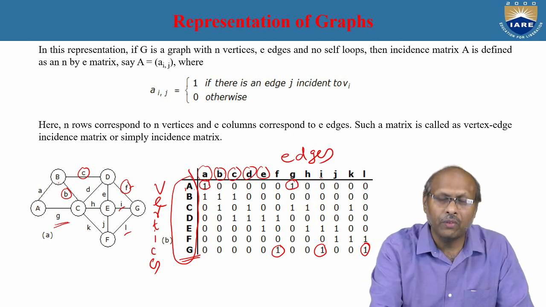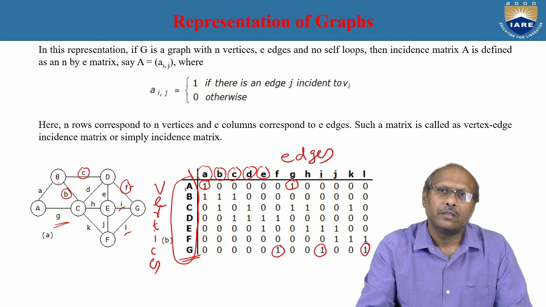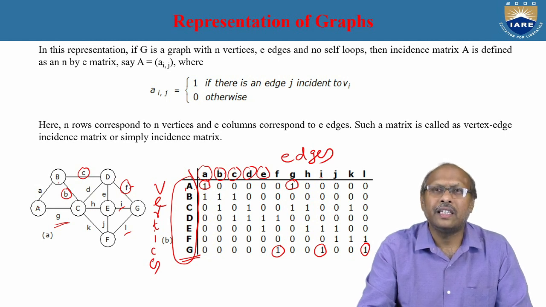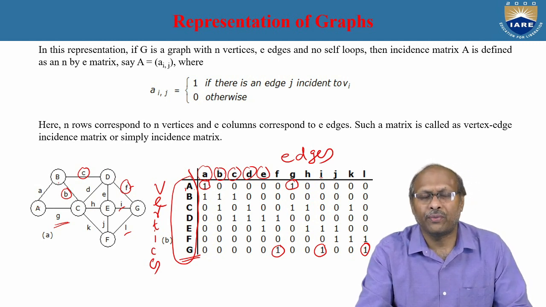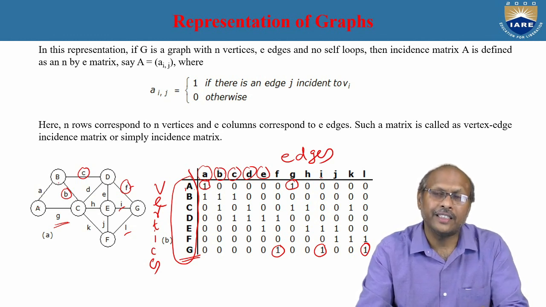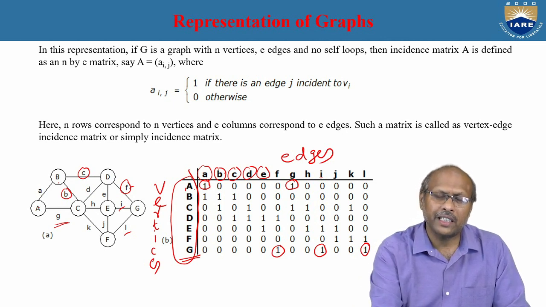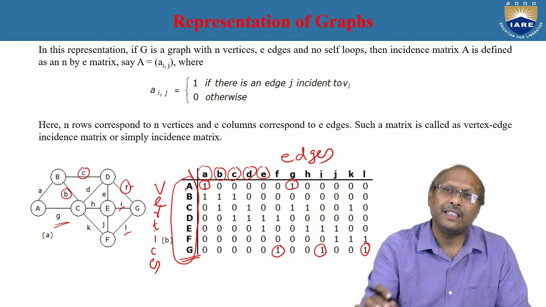So this is the simple way of representing the graph. This is the third way. Totally you will find three ways of representing a graph: adjacency matrix, adjacency list and incidence matrix. In the incidence matrix, you are linking vertices with the edges.